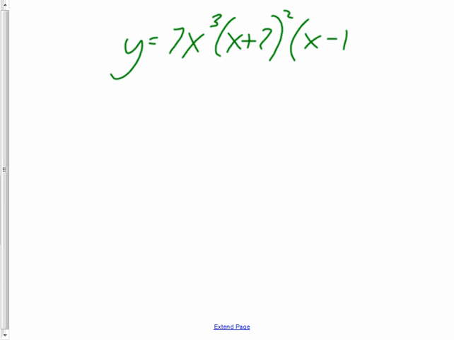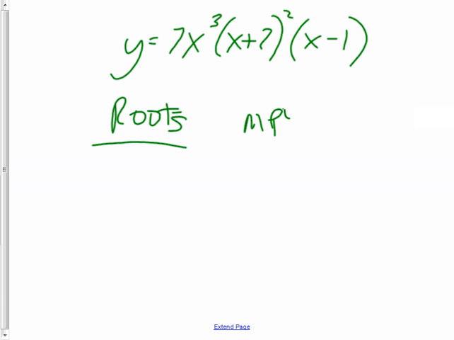All right, then fill out this little chart for me. If this is my equation, what are the roots? There's 3 of them. What is the multiplicity of those roots? And what does it do at those roots? Bounce versus cut through, etc.